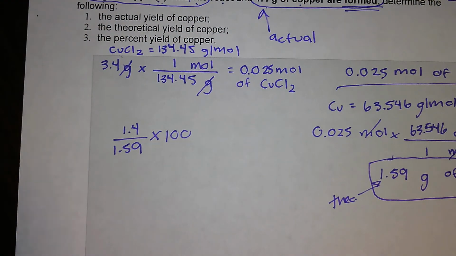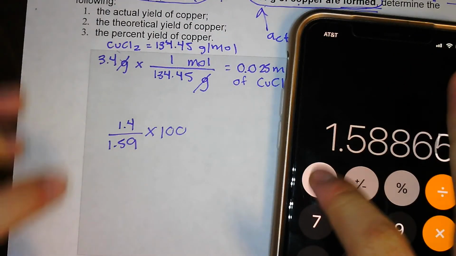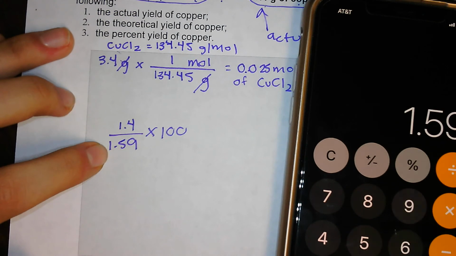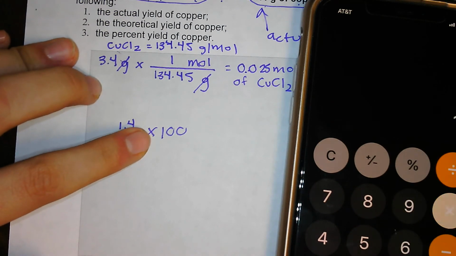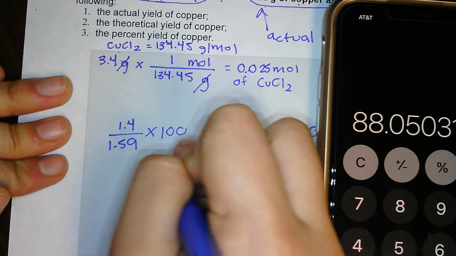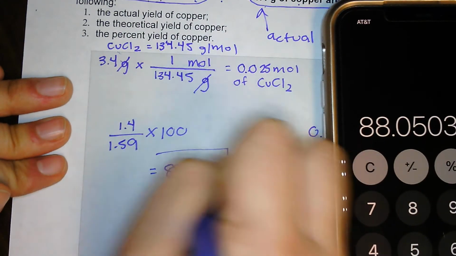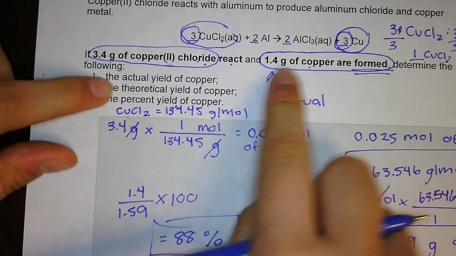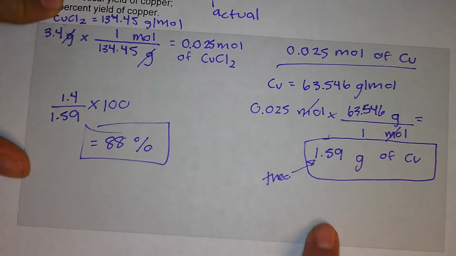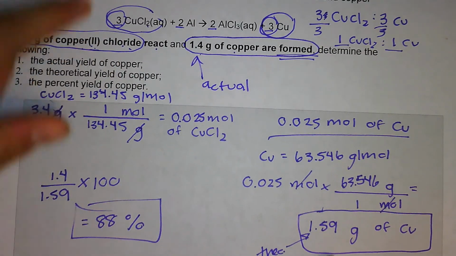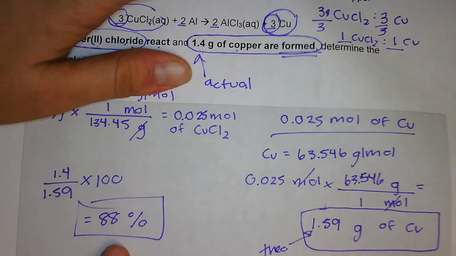So all I have left to do, super easy stuff. I just have to say 1.4 divided by 1.59 times 100. So my percent yield for this problem is equal to 88%. And that is it. So I found my actual yield of copper that they gave me, theoretical yield, found it by doing my molar ratio of the reactant that they originally gave me, and then I found my percent yield using the formula.